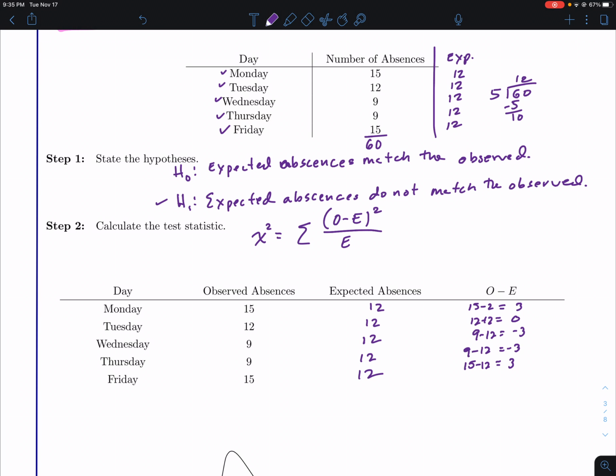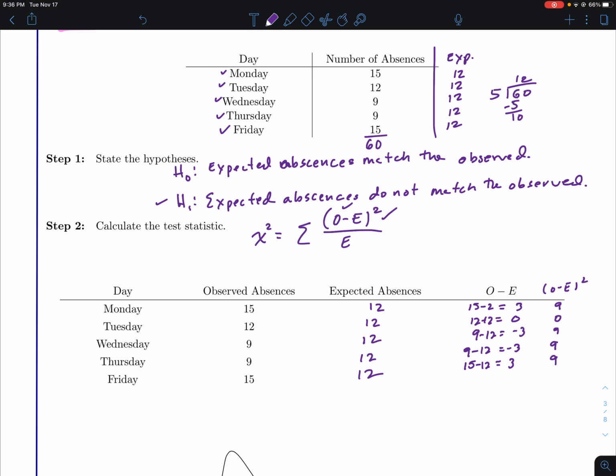All right. And so notice the next step is, after we subtract them, we want to square each of these. If you want, you could just do this at the end, so I could do O minus E squared. The goal is, we don't want to have negatives in there, because if we get negatives, it's going to end up canceling things out. So we want the variability to be positive, so we need to square it. So in this case, 3 squared would be 9. 0 squared is 0. Negative 3 squared is 9. Negative 3 squared is 9. 3 squared is 9. So now we've calculated the whole top part.